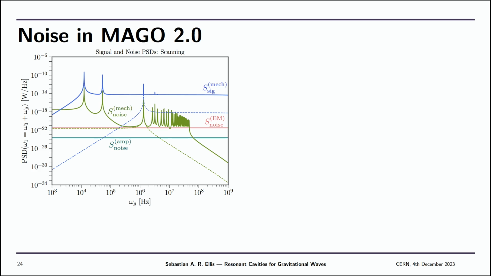So just to show you what this means in practice, these are the signal and noise power spectral densities in MAGO 2.0. In blue is the signal, green is the mechanical vibration noise, the pinkish color is the thermal electromagnetic noise, and there's also amplifier noise from outside the cavity when I try to read it out. On the right-hand side of this plot, by the way, I'm assuming thermal vibrations, which is why it looks so good.